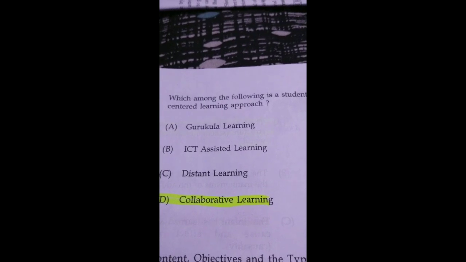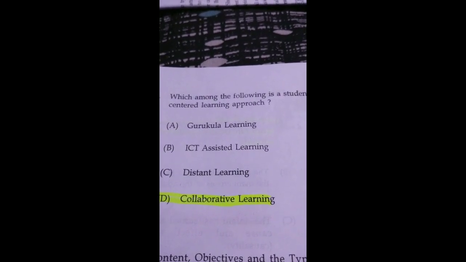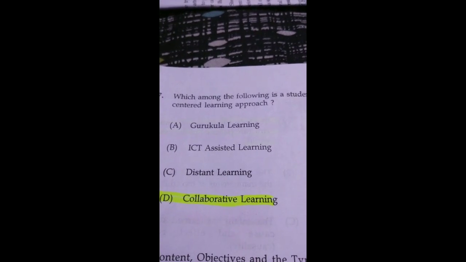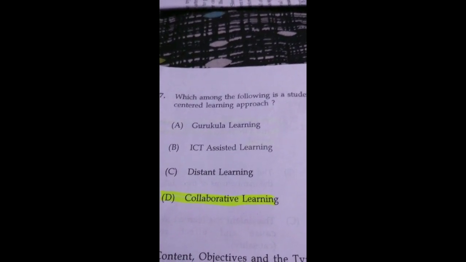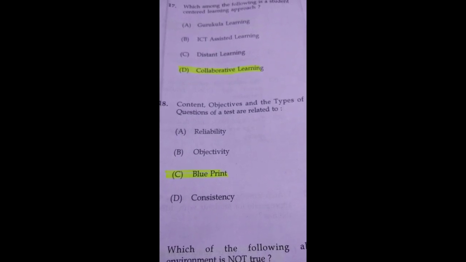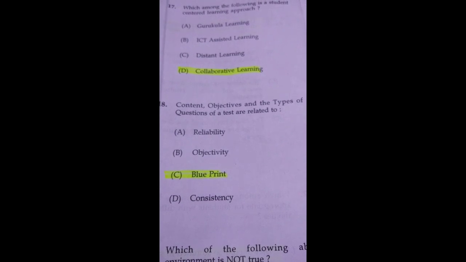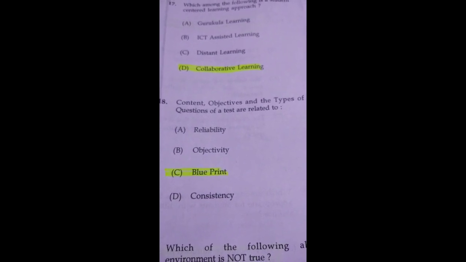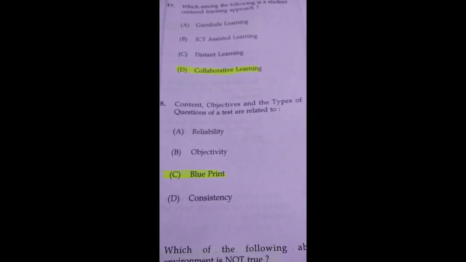Which among the following is a student-centered learning approach? Gurukula learning, ICT assisted learning, distant learning, collaborative learning. Correct answer is collaborative learning. Content, objectives and type of questions of a test are related to reliability, objectivity, blueprint, consistency. Answer is option C, blueprint.